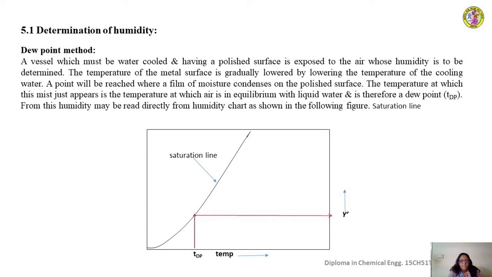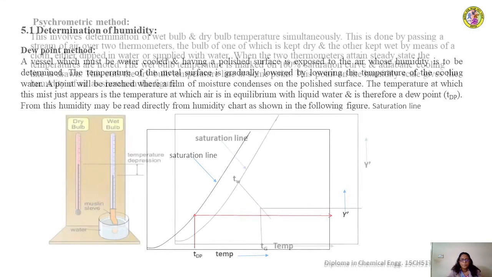The dew point temperature has been given that name because exactly at that temperature, the first dew of moisture condenses. That is, the first dew is formed at that particular temperature. Okay, so this is how we can use the dew point temperature to find out the humidity of the given air sample.